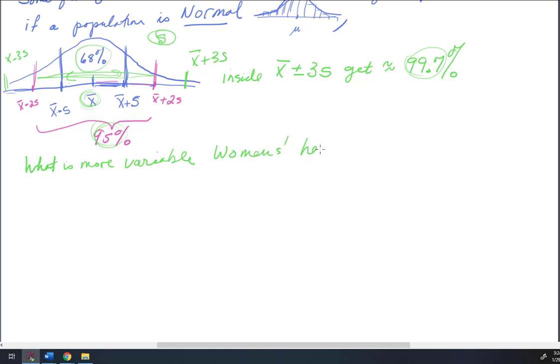Women's height or men's weight? Now, I've got a good feel for women's height. I mean, that has variability. Some women are tall, some women are medium sized, and some are short, and so I know there's some variability there. Men's weight, yeah, I see men that don't weigh very much.